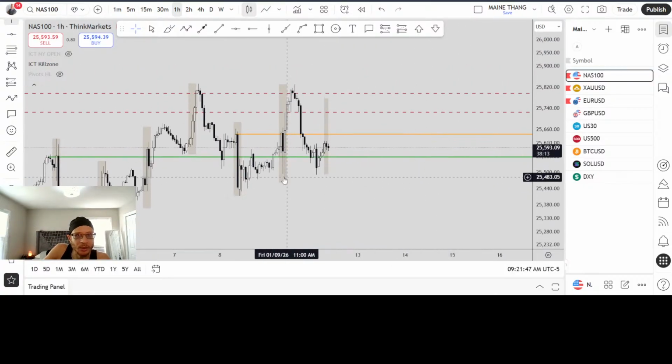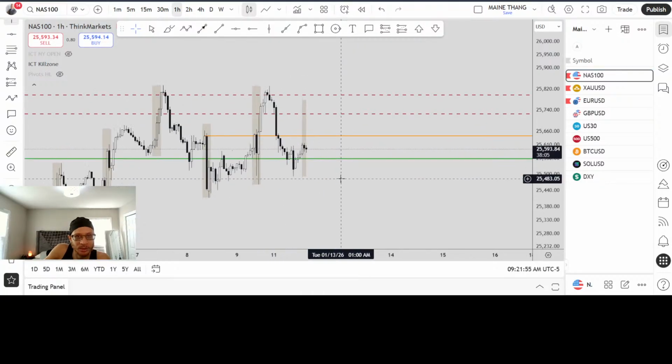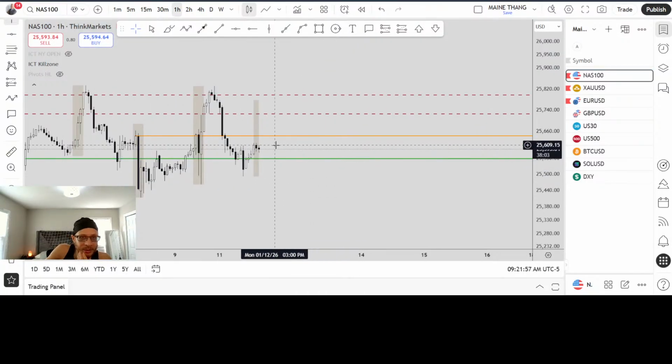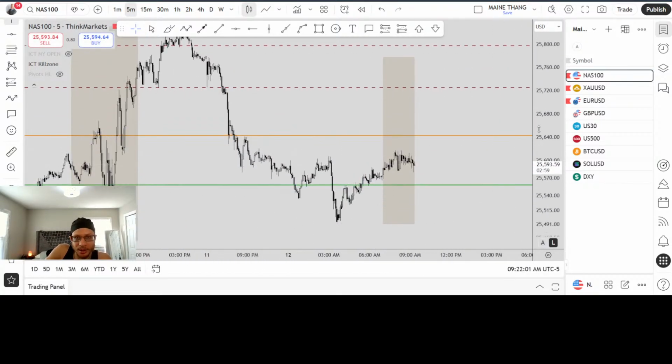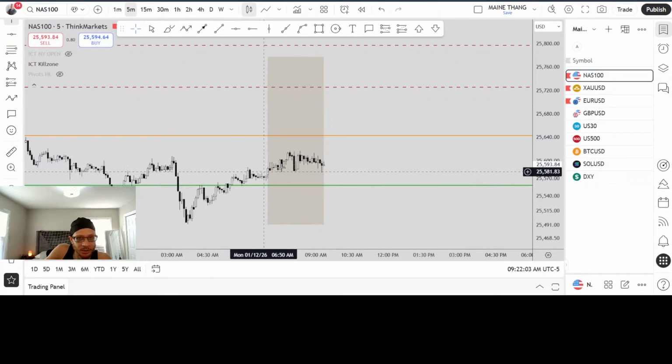So price did go up, comes back down below the 4-hour indication and the 1-hour indication. So it could potentially get some buying power because it is technically breaking structure down here.